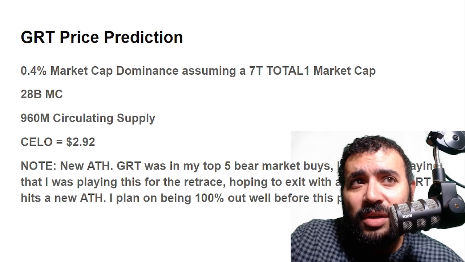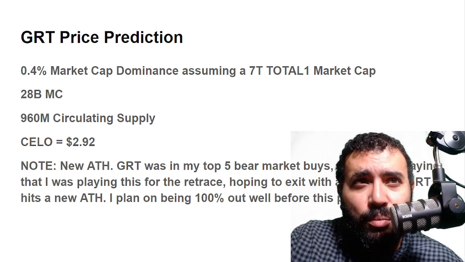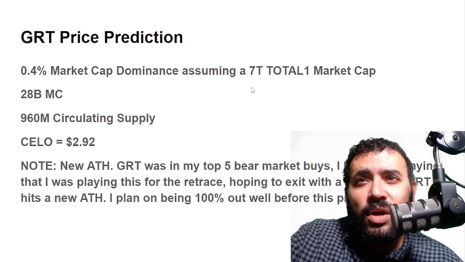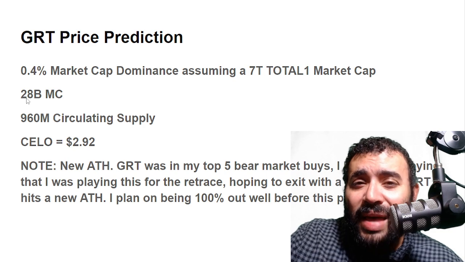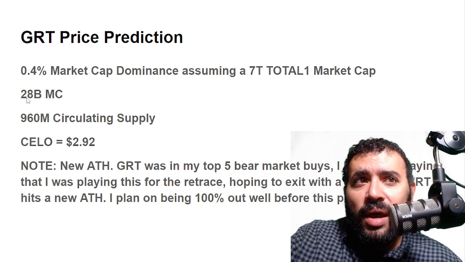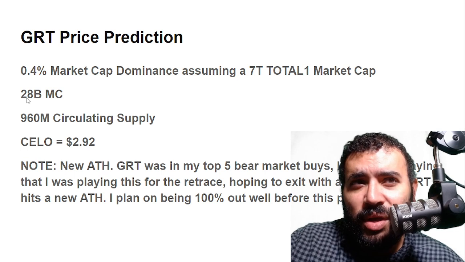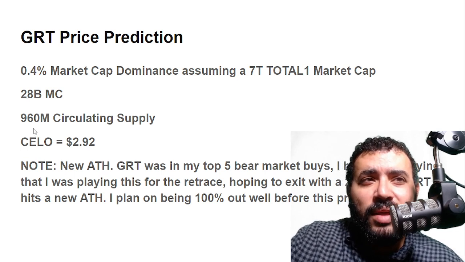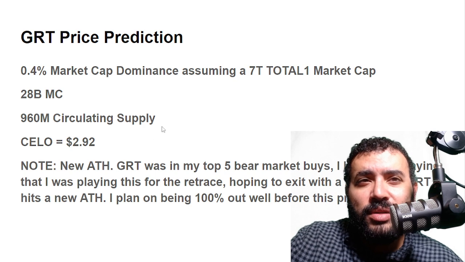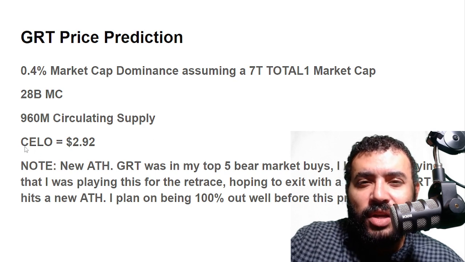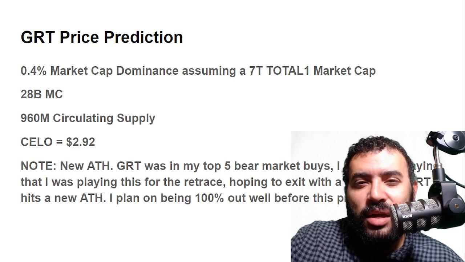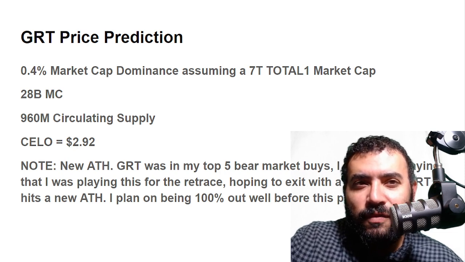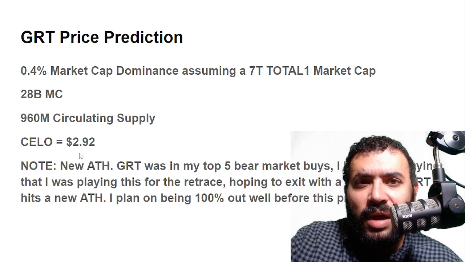All right. So it's not something that's just going to be hanging around 0.4%. But assuming a $7 trillion total market cap, that gives us a $28 billion market cap. That might be too high. I fully admit that. I am not waiting for the graph to get to $28 billion in market cap. But if you were to divide that by 960 million in circulating supply, that should say GRT, not Cello. Sorry about that. GRT equals $2.92. Now, keep in mind, yes, that is a new all-time high in its price. Its all-time high in price in February of 2021 was $2.75.